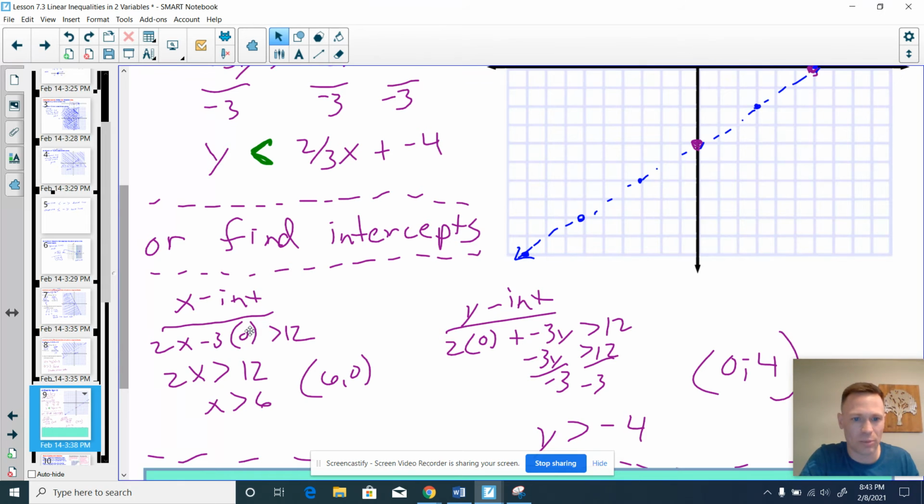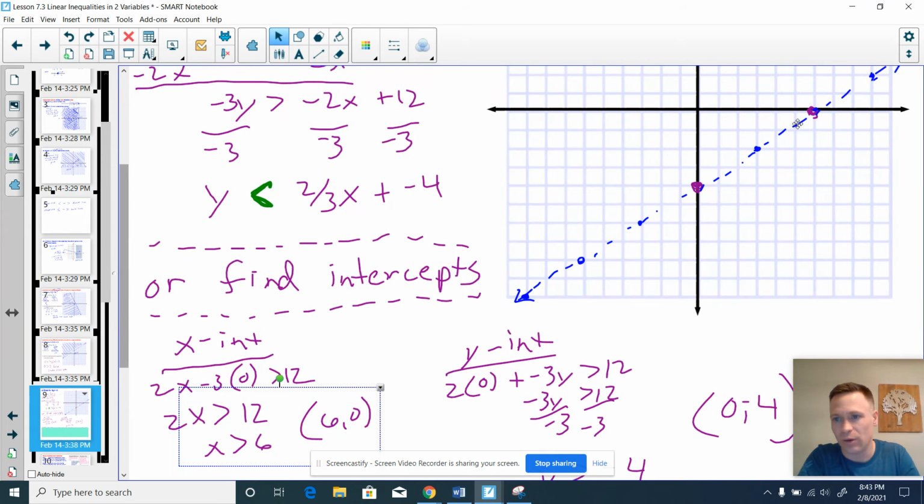Remember, for an x-intercept, we substitute 0 in for y. So negative 3 times 0 just goes away. So 2x is greater than 12. We divide both sides by 2, and x is greater than 6. So my x-intercept is 6, 0. Oh, look, 6, 0 went already through the line.